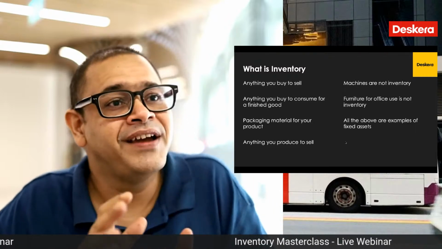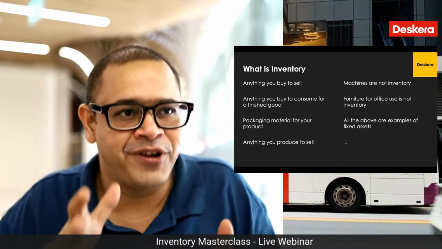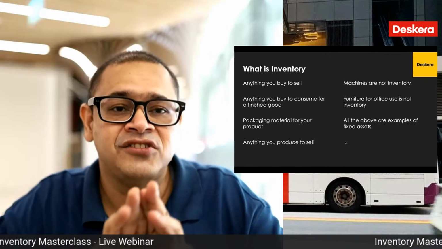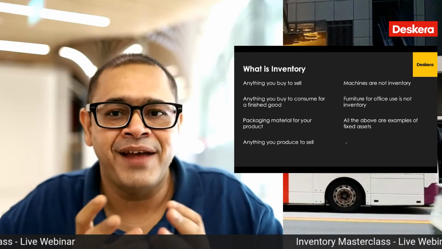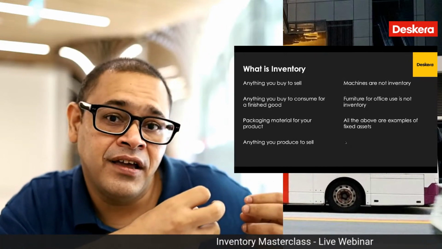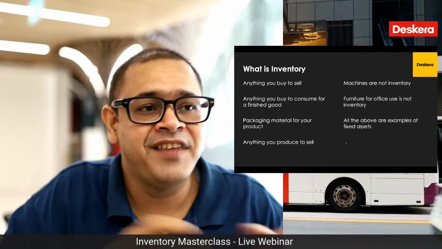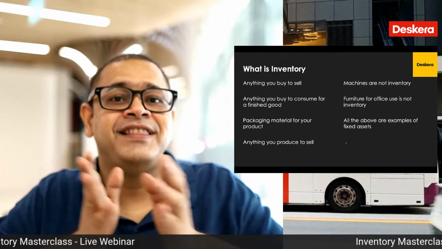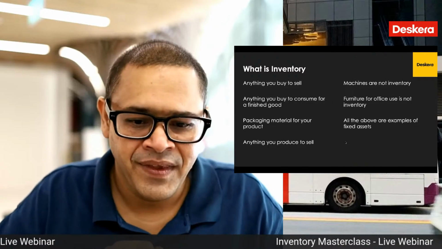However, if you're using a machine to do the packing for you, a unit of the machine is not getting consumed every time that you're packing something, because you will use that machine to pack another box and then another box after that. So those machines are not inventory; they will be fixed assets.